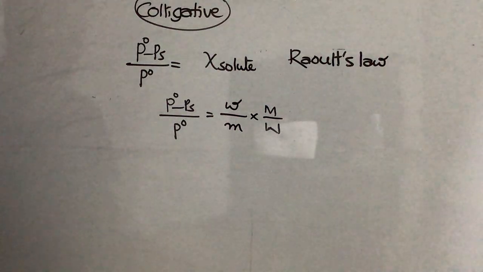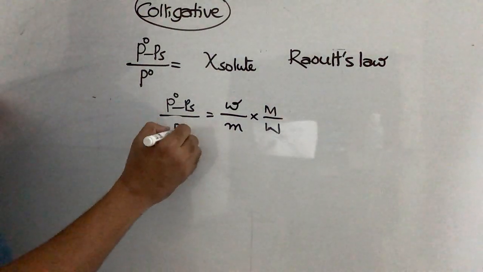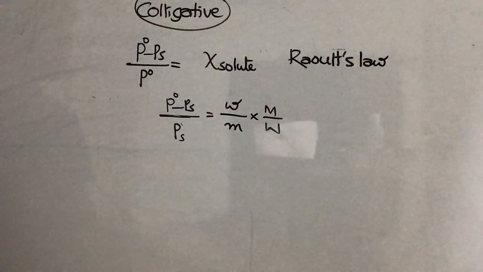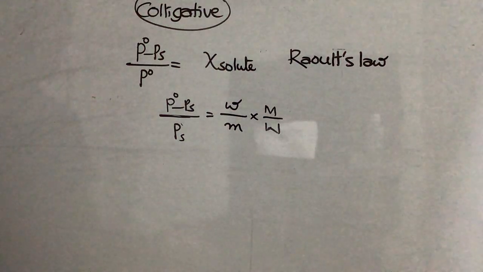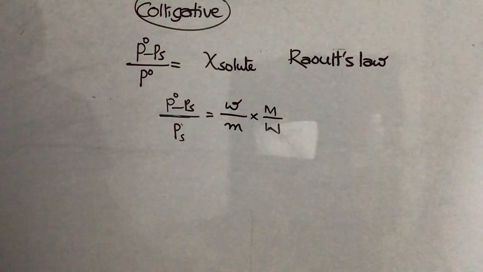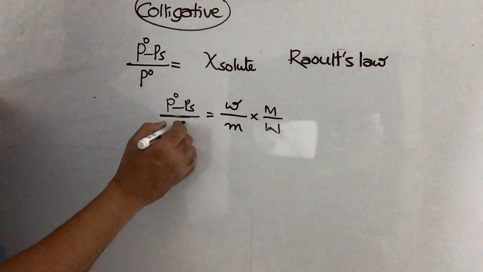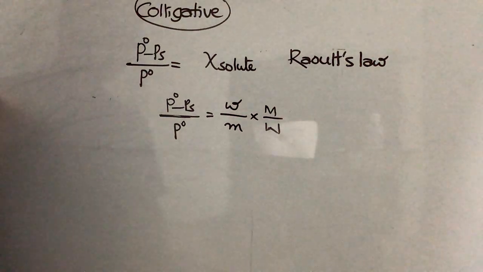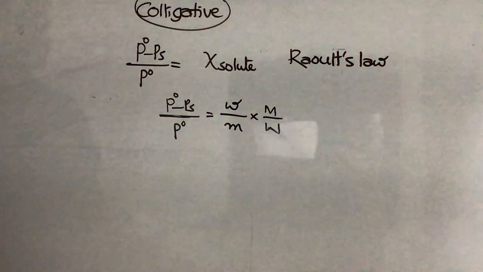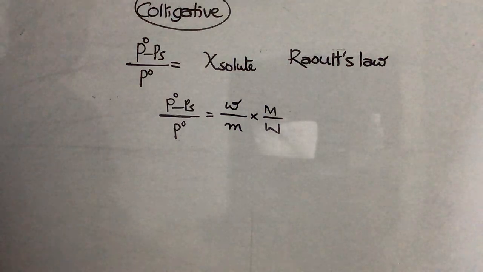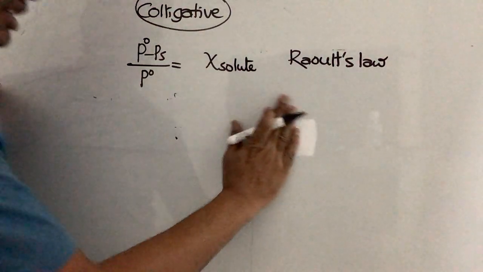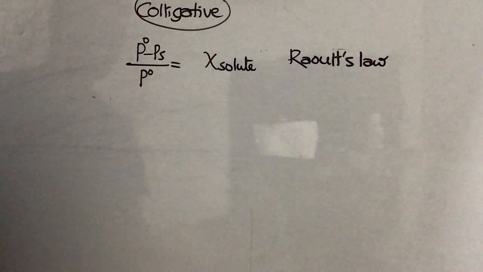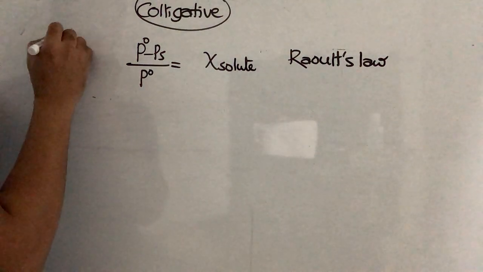If it is not a very dilute solution, instead of this you use your Ps only. (P0 - Ps)/Ps is equal to weight by molecular weight into molecular weight by weight. This is for any solution. But for very dilute solutions you can use your P0. Most of the time we are going to use this one because our topic is dilute solutions. (P0 - Ps)/P0 is equal to weight by molecular weight into molecular weight by weight. This is the first one, relative lowering of vapor pressure, RLVP.